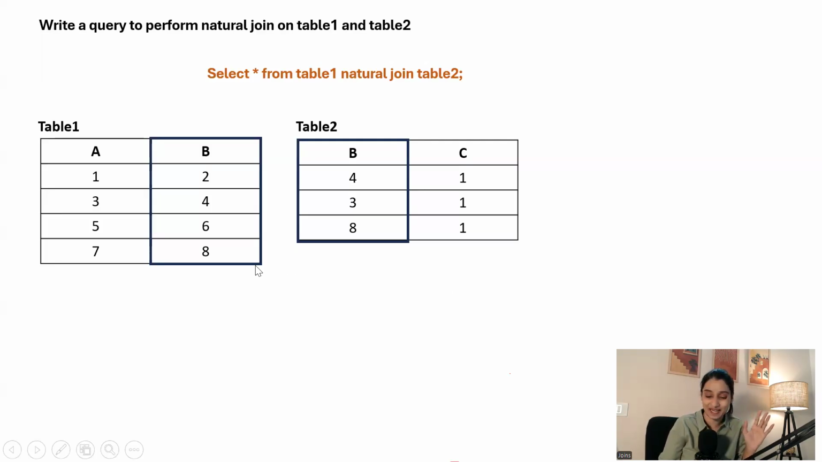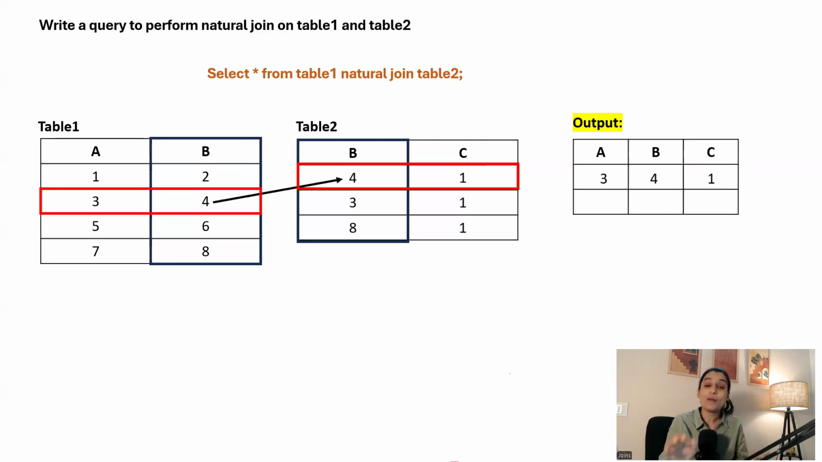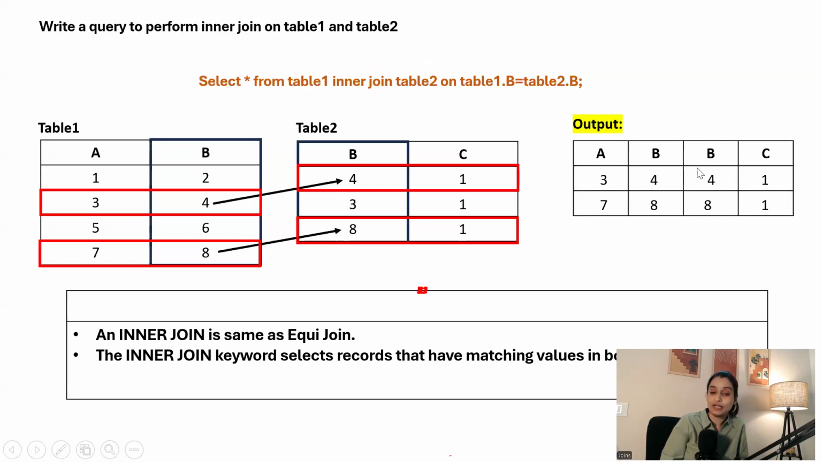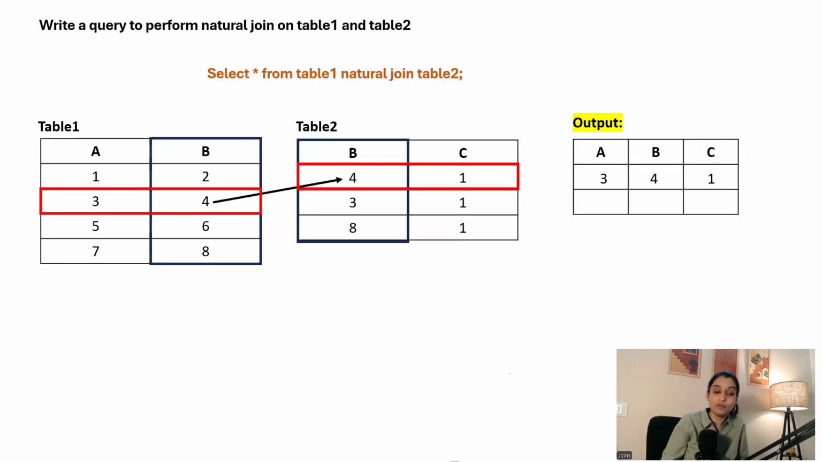So same process again. Is 2 matching with 4? No. Is 2 matching with 3? No. 4 matched with 4. So wherever matching records, it will find out based on common columns. Then you have mentioned all the columns from both the tables. So it will take 3, 4, 4, 1. But in output, you can check B column is not duplicated. In the previous case, if you check here, B column was duplicate, right? In the output, you can check 4, 4, 8, 8. So that duplicate column will be removed with the help of your natural join.